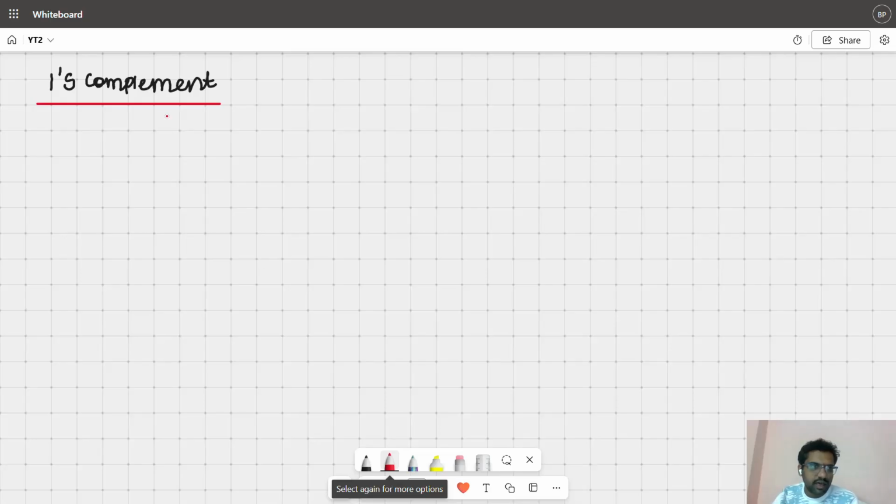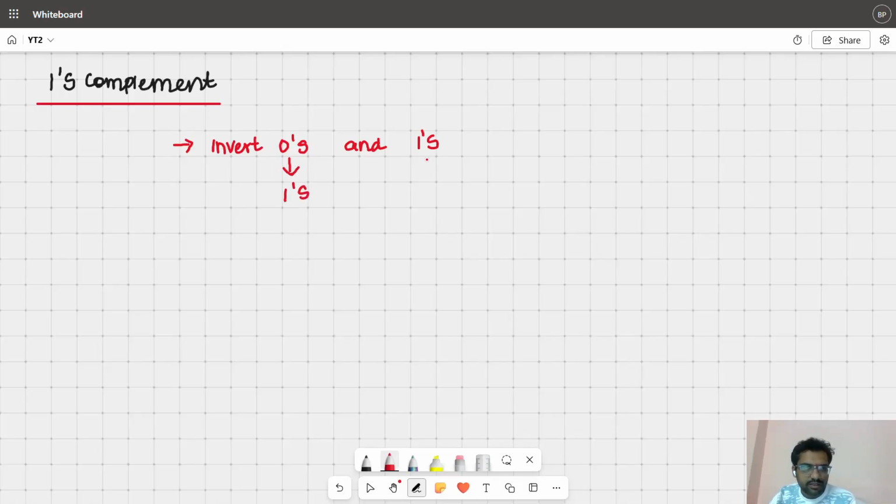Generally, as the name itself suggests, ones complement is nothing but we are going to invert zeros and ones. If we invert zeros, they should become ones, and if we invert ones, they should become zeros. But there is a main problem in the understanding of this.